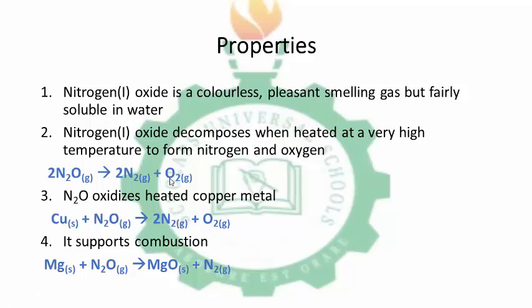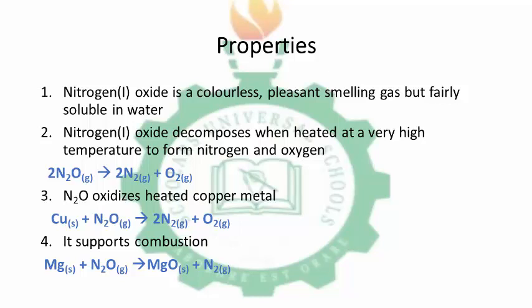Nitrogen 1 oxide is also oxidized by heated copper metal to form the nitrogen gas. This is very applicable in the preparation of nitrogen gas in the laboratory. Now you can see that the copper metal, the metallic copper, is being oxidized by the nitrogen 1 oxide gas to form the nitrogen gas and liberate oxygen gas. Now the copper reduces the nitrogen 1 oxide gas. This shows that nitrogen 1 oxide behaves as an oxidizing agent when made to react with heated copper.